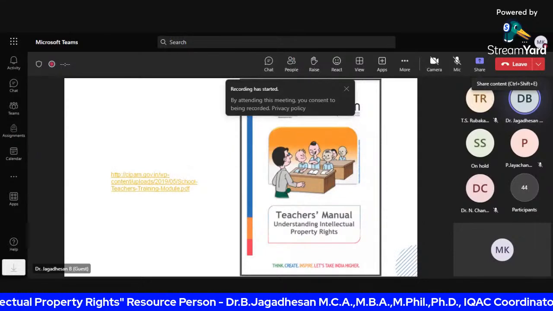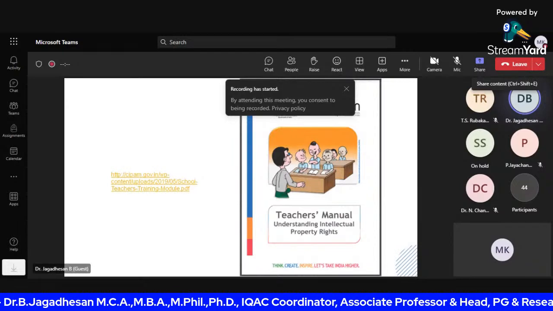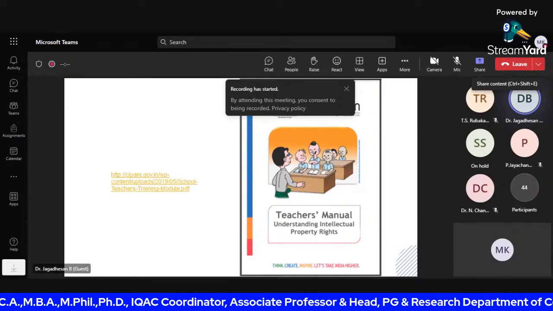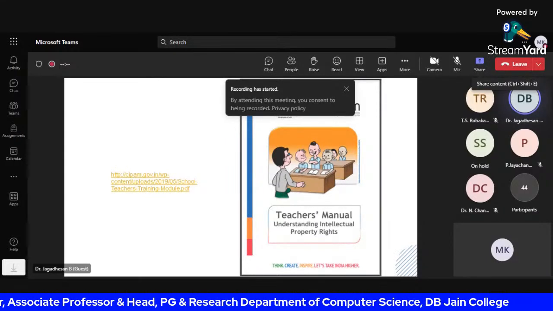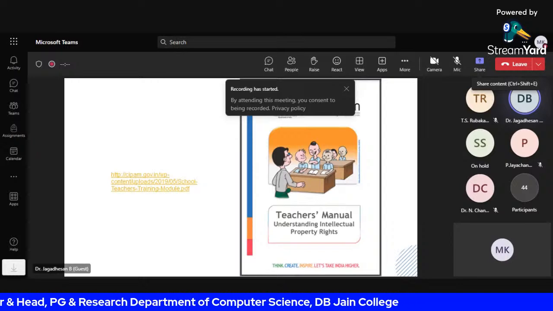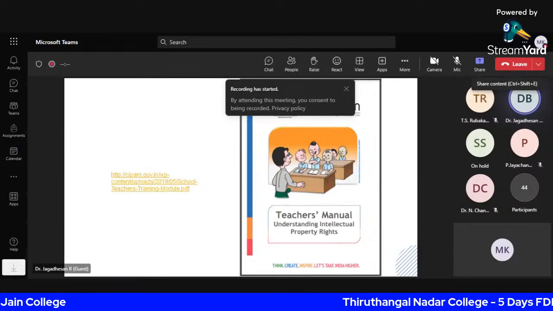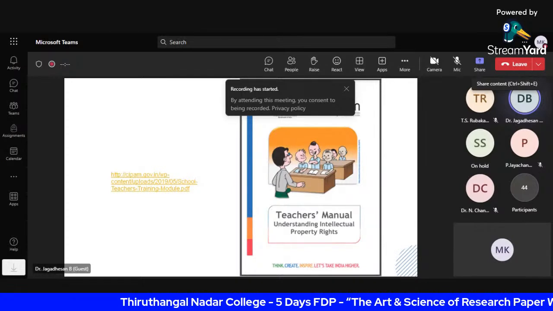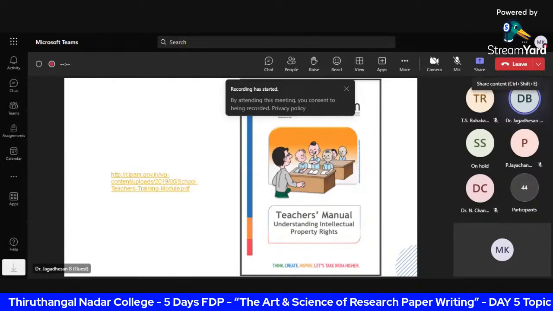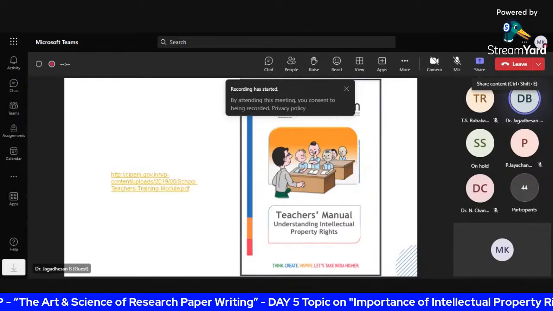Okay. And moreover, the Government of India introduced the teacher's manual, Understanding Intellectual Property Rights. I think this PDF is available. You can see here the website name and the link, CIPAM.gov.in. On this website, one PDF is there: the teacher's manual Understanding Intellectual Property Rights. You can visit this website and download the manual.